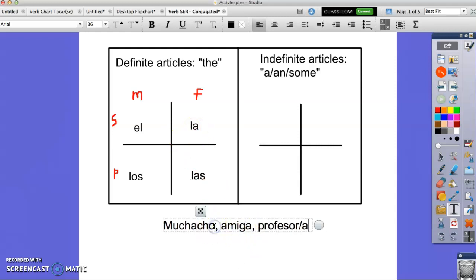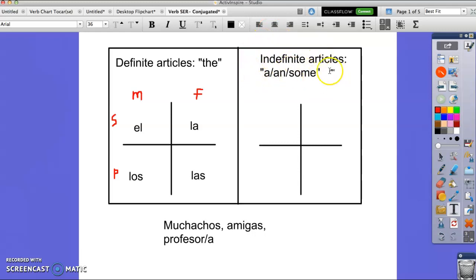What if it was plural? What if it was muchachos? Okay, then it would be los. What if it was amigas? Okay, then it would be las. Okay, all right, good. I'll just leave that there for now. Okay, all right, so 4 words for the: el, la, los, and las.